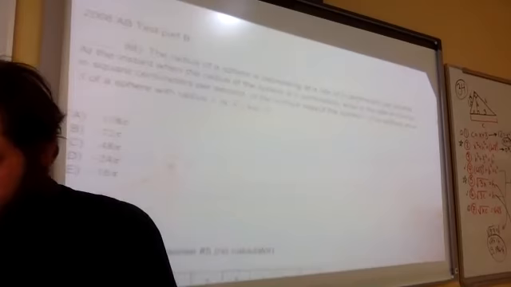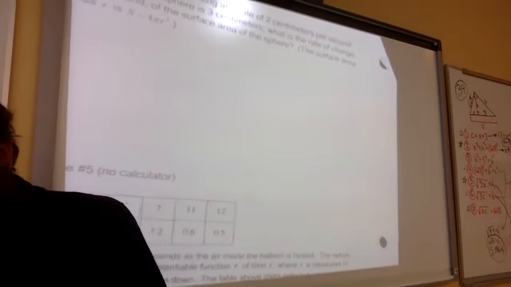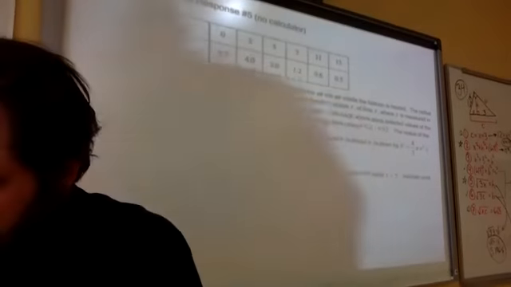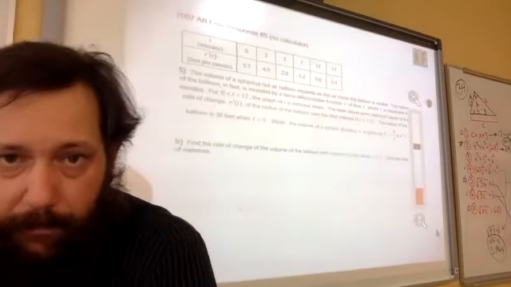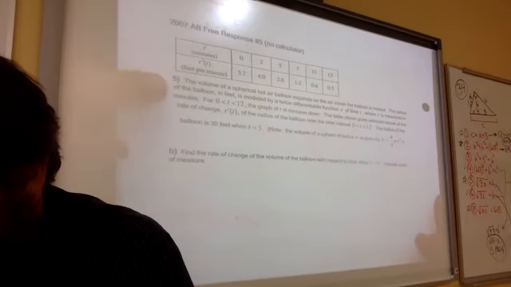This is your homework. It's just a circle with an arc. I'm gonna skip to 5. 2007 FRQ 5. Wait, we skipped 88? No, you just weren't paying attention.